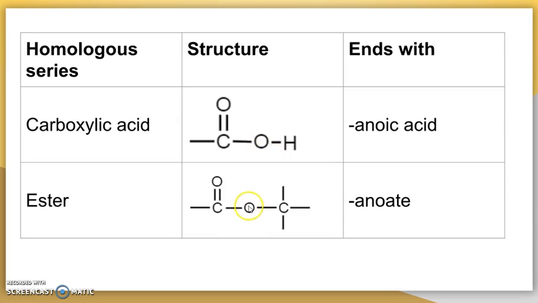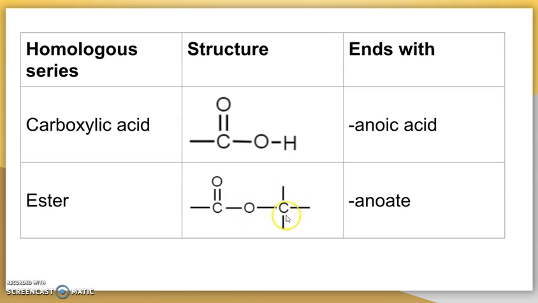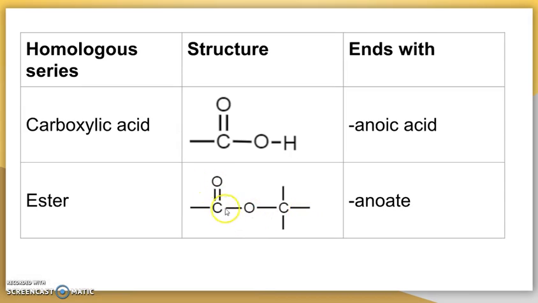But instead of being attached to the H, as in the case of the carboxylic acid, it will actually be attached to another carbon chain. In the esters, I actually have two different carbon chains connected with an O. This is the functional group of my esters, and this is the carboxylic acid's functional group. These are the structures that are going to help us to identify to which homologous series a compound belongs.